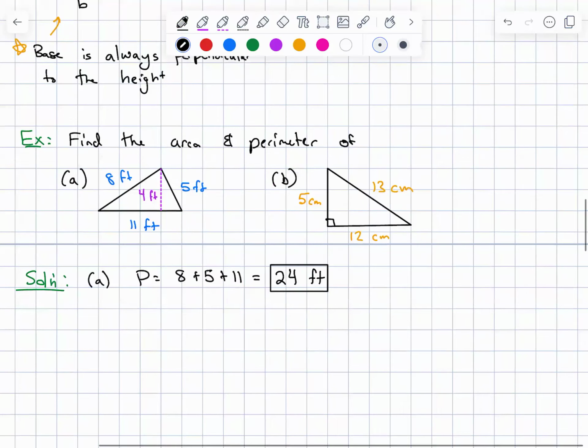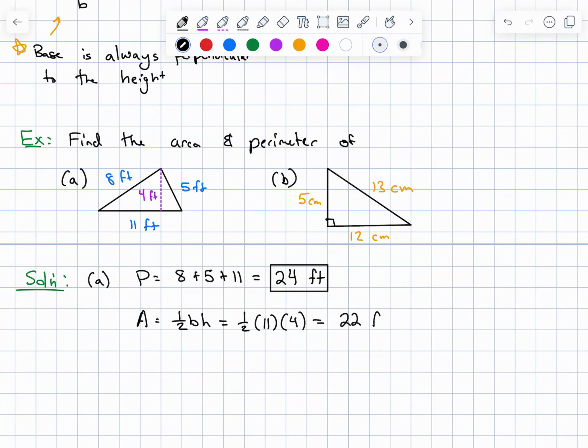So area here, 1/2 the base times the height. If you're trying to memorize the formula, it always helps to rewrite the formula every single time you use it. But area is equal to 1/2 the base times the height, which in this case is 1/2 the base, which is 11, because that is the side length that is perpendicular to our purple measurement of height, times the height, which is 4. And if you do that, you should get 22 feet squared. Or feet, if you really want to be weird. Any questions on that?